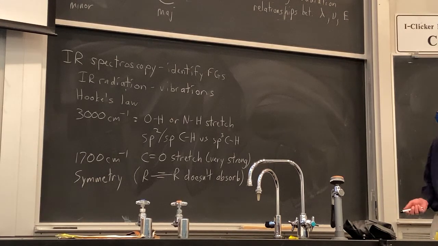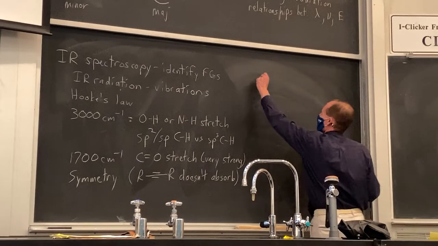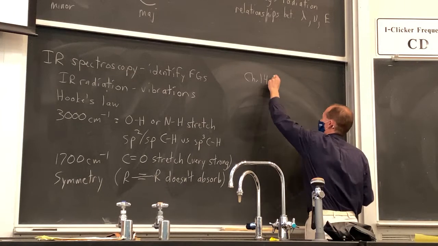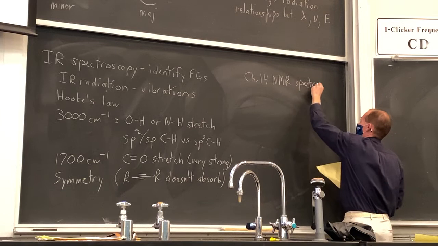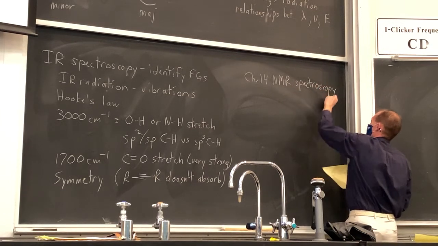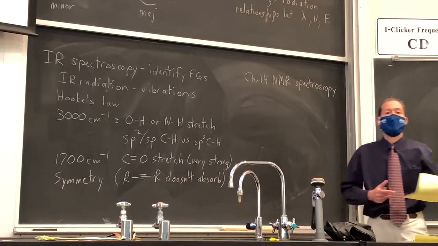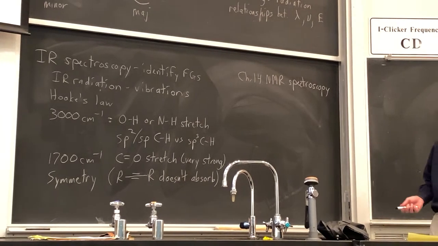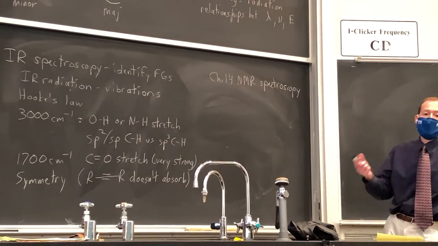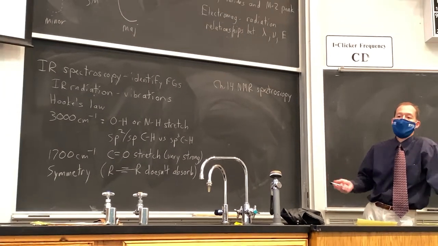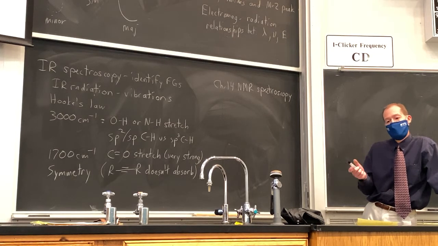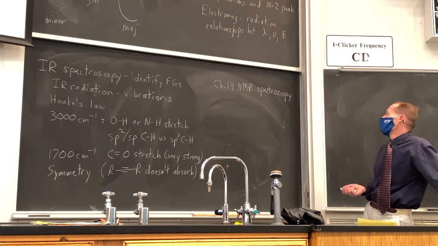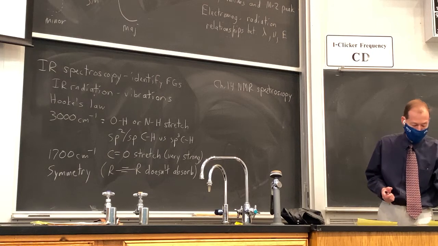All right, so that was it for chapter 13. Let's move on to chapter 14, NMR spectroscopy. And NMR spectroscopy is our most useful technique. It gives us the most information. Of course, IR and mass spec are valuable, and we use them together with NMR. But if we were to pick one technique that gives us the most information about the structure of a molecule, it would be NMR spectroscopy.